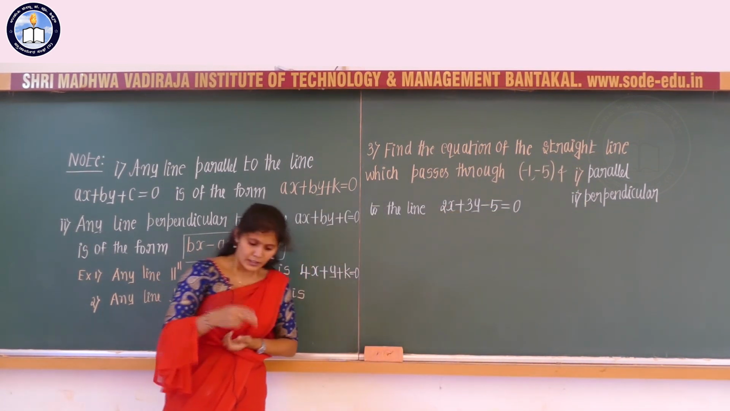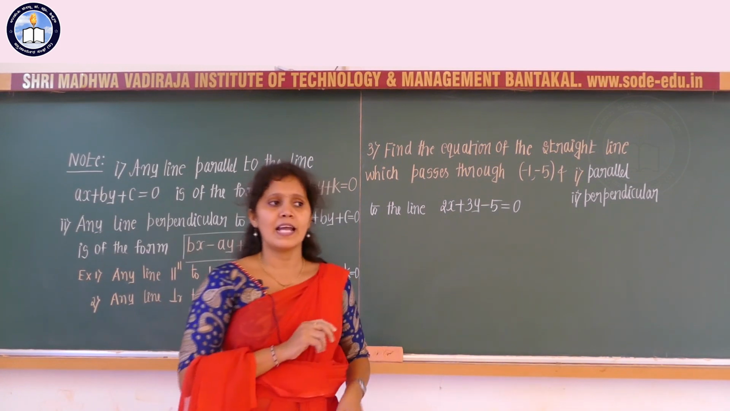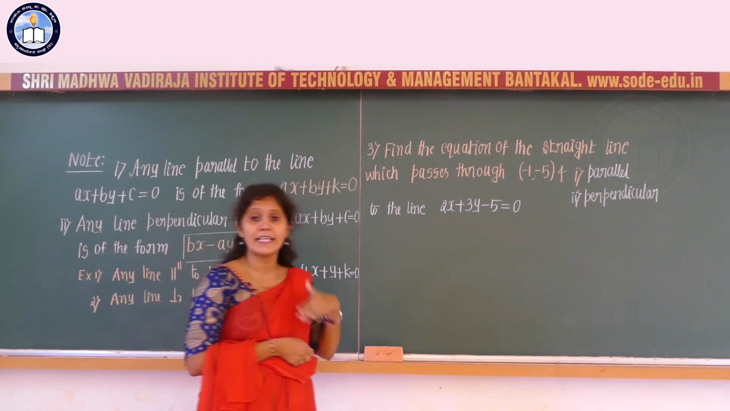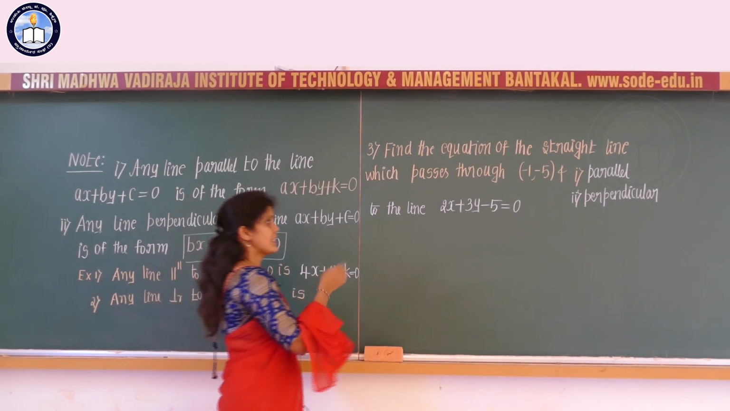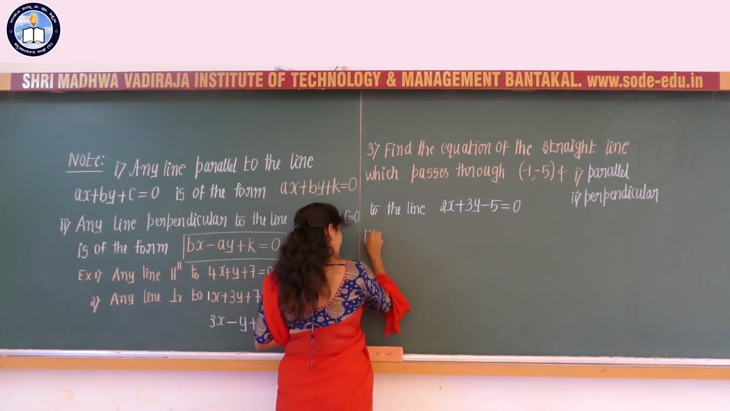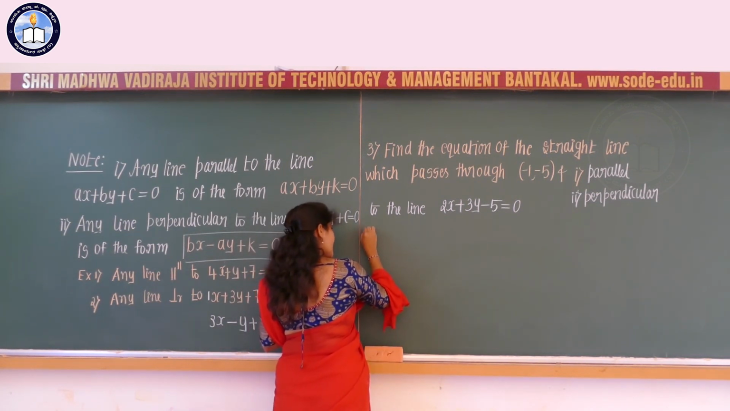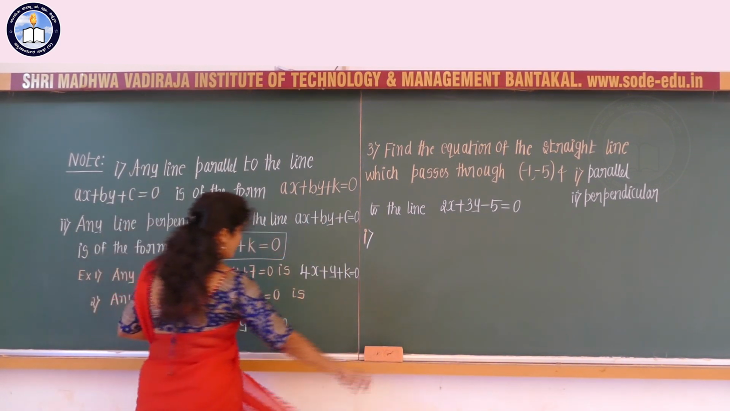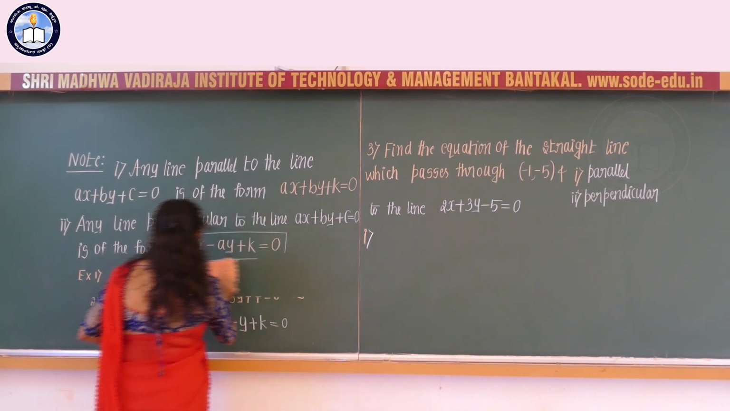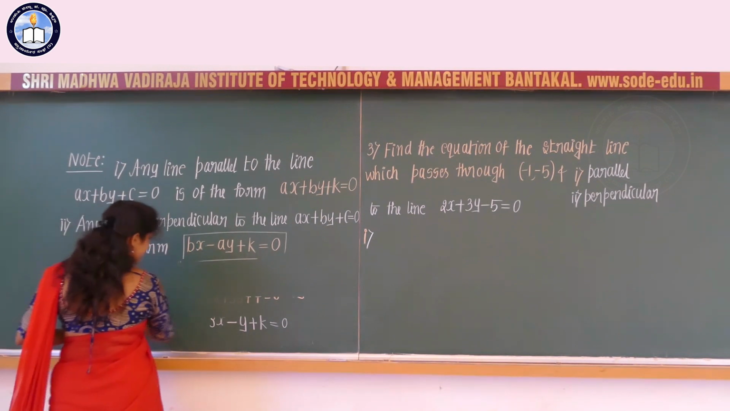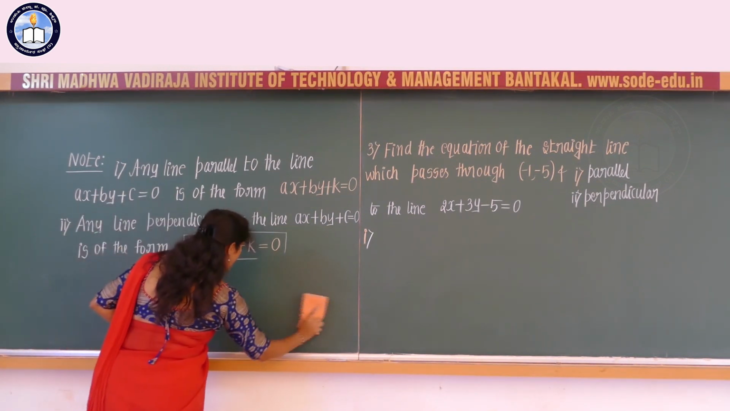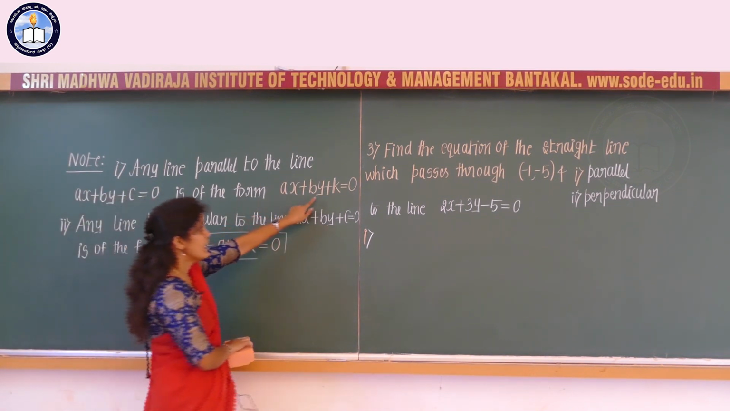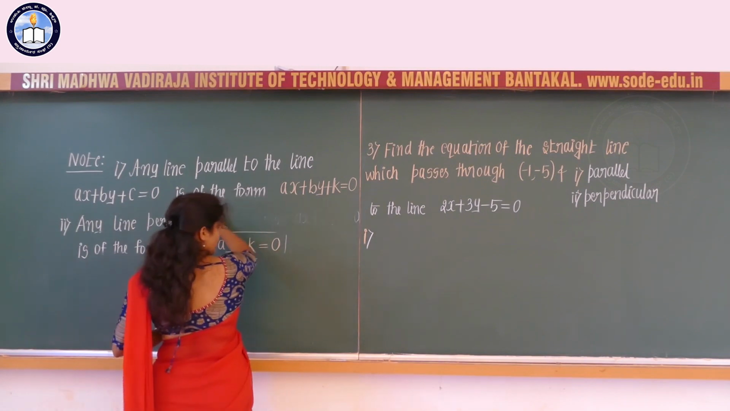So here we should write two equations: one is the line which is parallel to the given line, and the second is the line which is perpendicular to the given line. Let's write the solution for the first one, the equation of the line parallel to the given line. We know this formula: if the equation is given in the form ax plus by plus c is equal to 0, then the line parallel to it is in the form ax plus by plus k is equal to 0, right?